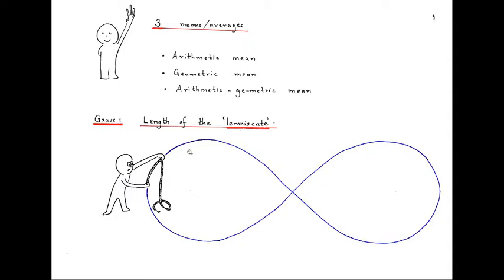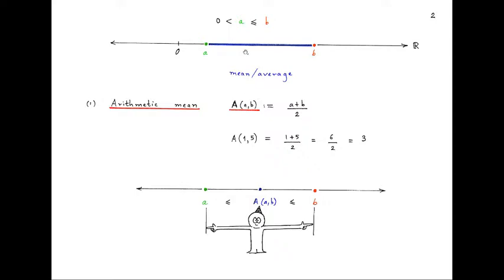And this lemniscate is a specific type of curve in the plane which has the shape of the infinity symbol or the number 8 lying on its side. So we'll give a precise description of this lemniscate later on, and we'll also see what the connection of these means is with the length of the lemniscate. So that's what this talk is about. So let's first start by introducing the three means.